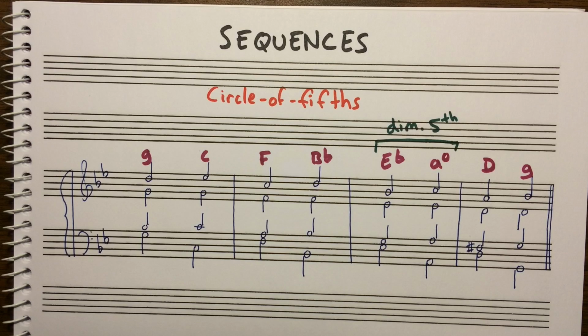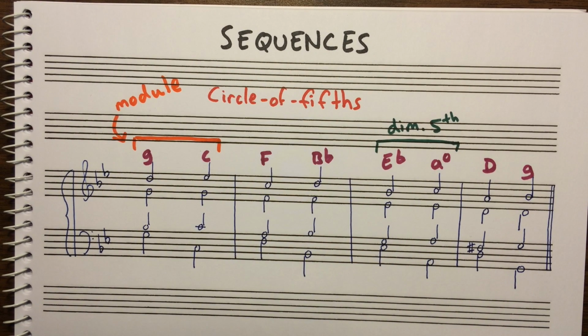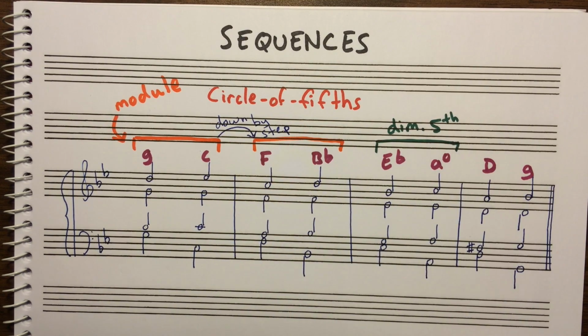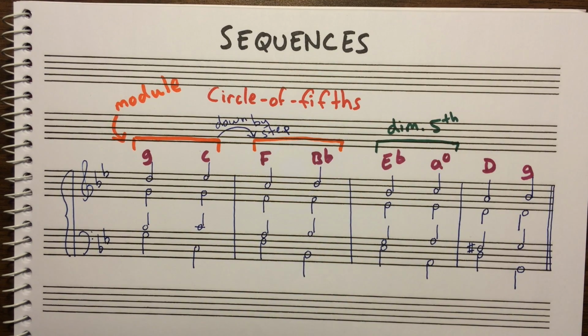A few things to note about the circle of fifths sequence. The sequential module, that is, the passage that gets transposed, is 2 chords long. The module is therefore transposed down by a step in its sequential repetitions. Even though the sequence is called the circle of fifths sequence, nothing is literally transposed by a fifth.